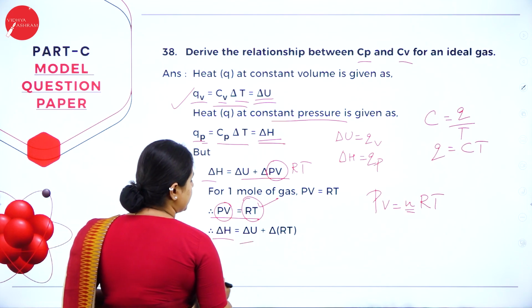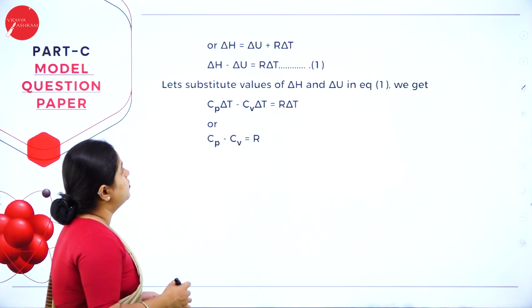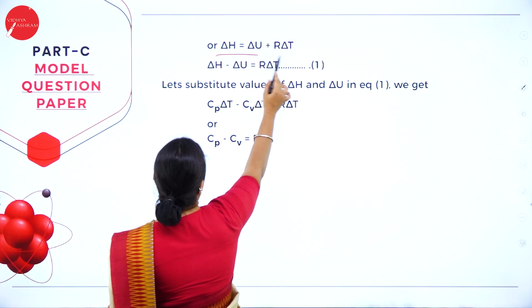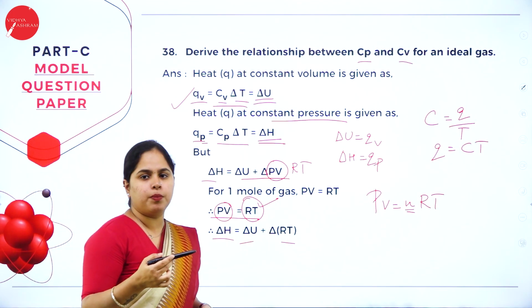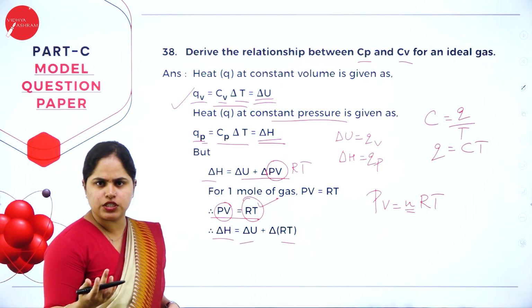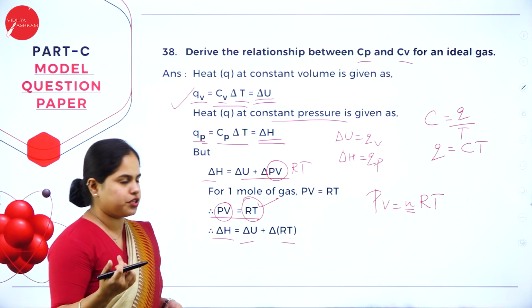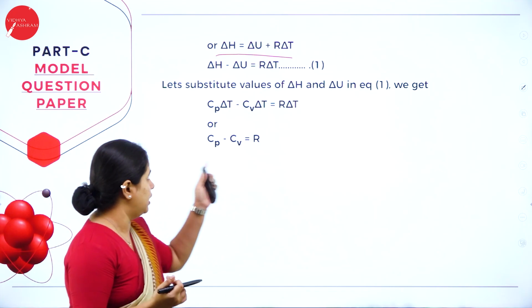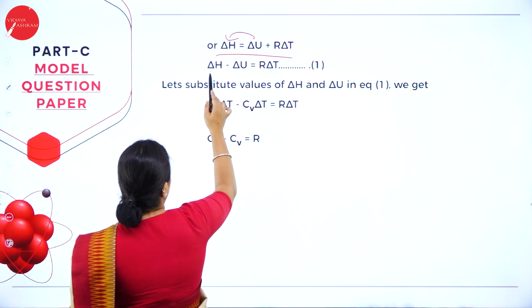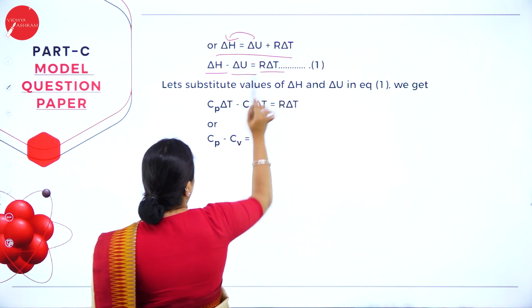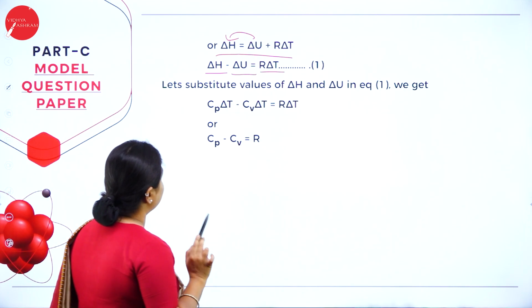Delta H is equal to delta U plus delta RT, which is written as delta H is equal to delta U plus R delta T. Now, why does this delta not apply for the R? R is the universal gas constant. It can't change, right? It's a constant value. So it is R delta T, which is shown here. Now we are going to take the delta U to this side. So we get delta H minus delta U is equal to R delta T. So I hope till here it is clear.